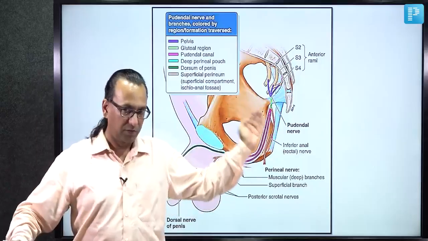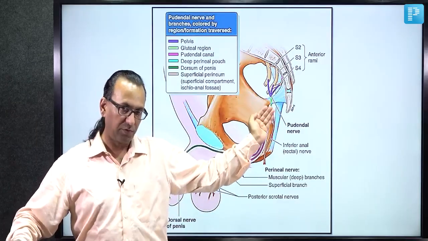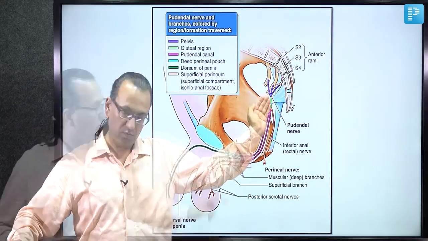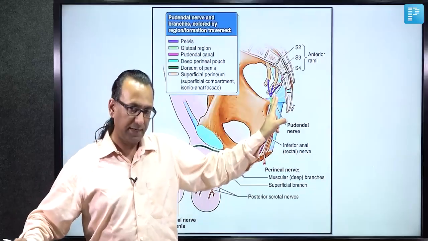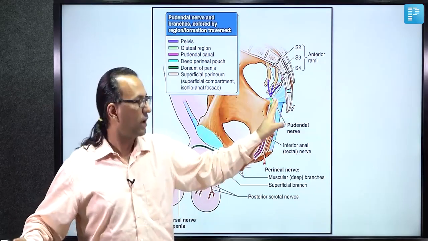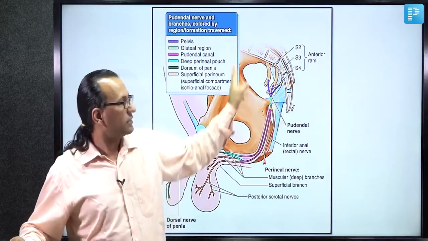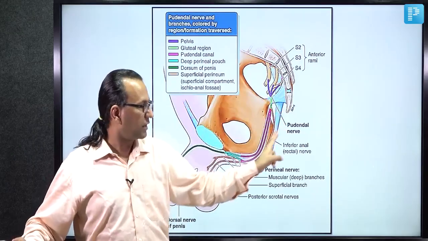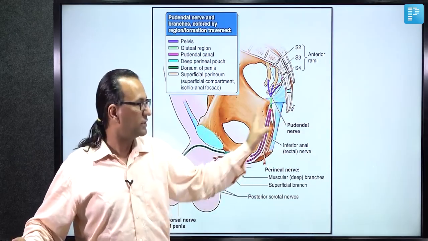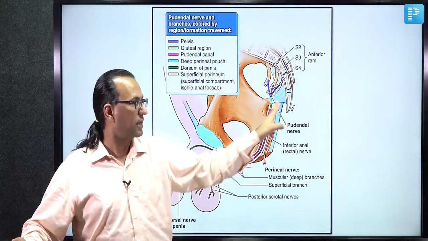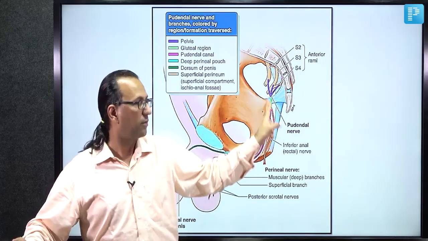Let us look at the course of the pudendal nerve from the posterior view of the gluteal region now. It is understood that the ischial spine is a landmark where you can give a pudendal block. It is lying between the two notches. Above that is the greater sciatic notch and below that is the lesser sciatic notch, and as it is hooking behind the ischial spine, it is a landmark you can give the pudendal block here.